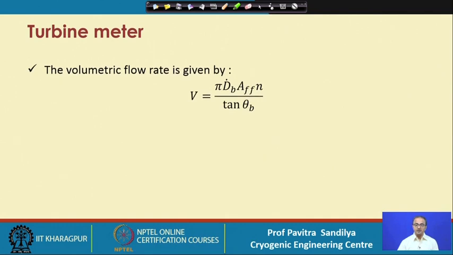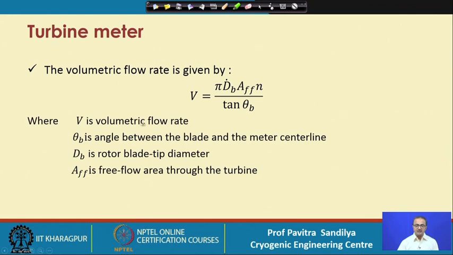The volumetric flow rate through a turbine is given by this particular expression. In this case, V is the volumetric flow rate, theta B is the angle between the blade and the meter center line, dB is the rotor blade tip diameter, and AFF is the free flow area through the turbine.